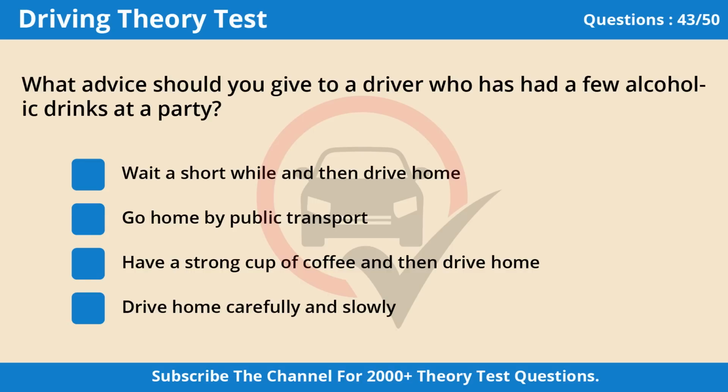Question 43. What advice should you give to a driver who has had a few alcoholic drinks at a party? A. Wait a short while and then drive home. B. Go home by public transport. C. Have a strong cup of coffee and then drive home. D. Drive home carefully and slowly.